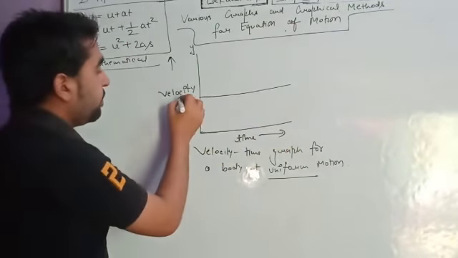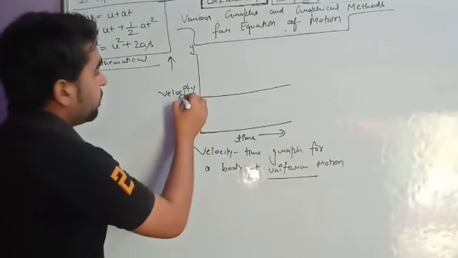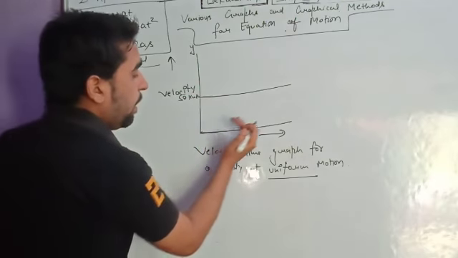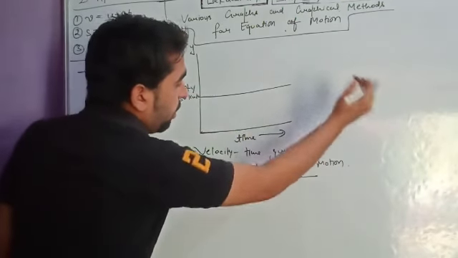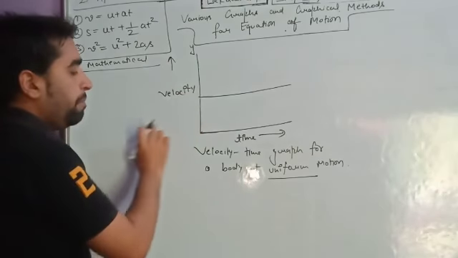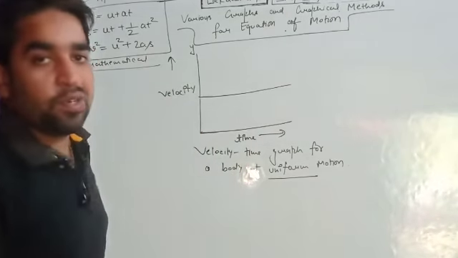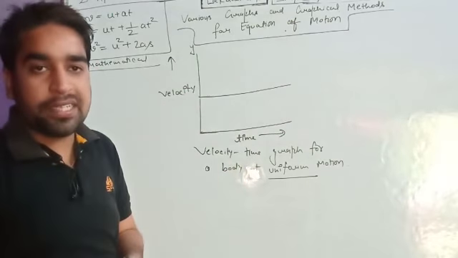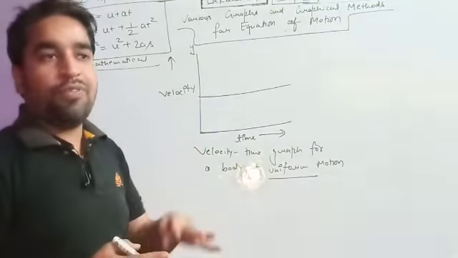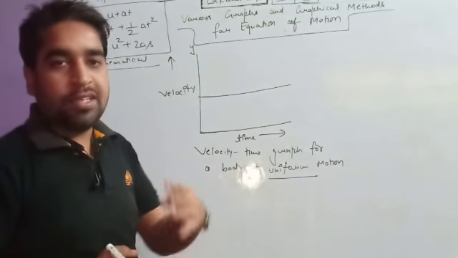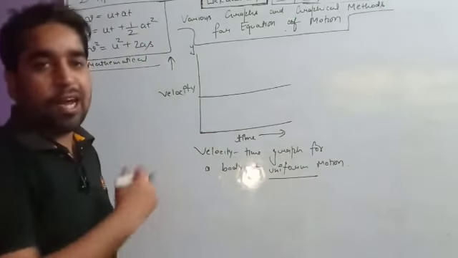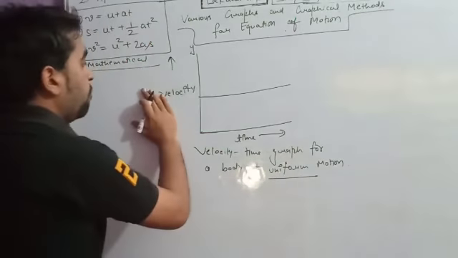Suppose this speed is, for example, 50 km per hour. So right now it's 50, and after 1 hour also 50, 2 hours, 3 hours, 4 hours. Every time the velocity will remain similar, so it will be parallel to the time axis. This is a very common question which is asked: a velocity time graph parallel to the time axis, which kind of motion is it? We will say it's a graph for uniform motion. I hope you understood this.